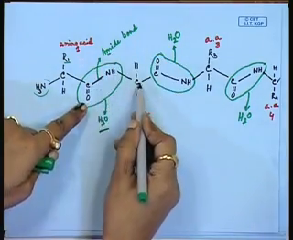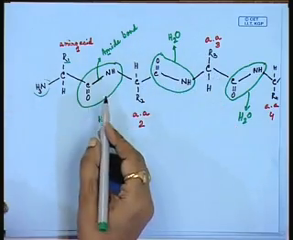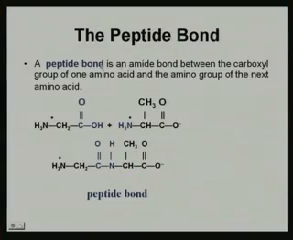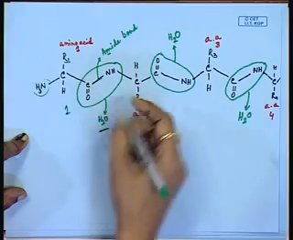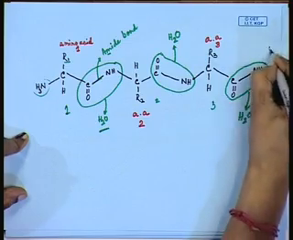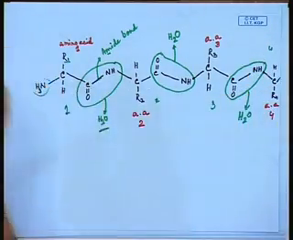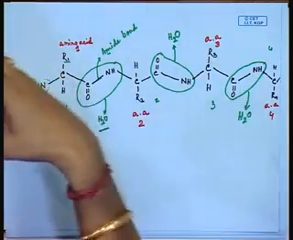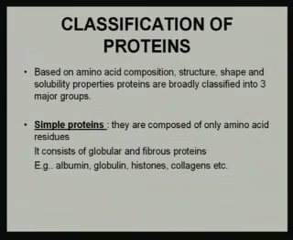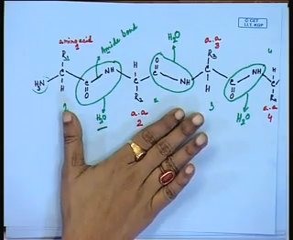Now, in this way, when it forms a chain like structure, it is called the peptide bonding. So, the peptide bond is the amide bond between the carboxyl group of one amino acid and the amino group of the next. This is the first amino acid, this is the second amino acid, this is the third amino acid, and this is the fourth amino acid. So, when these amino acids are joining together and making a chain like structure, it is called the peptide bonding, and they form the protein structure.